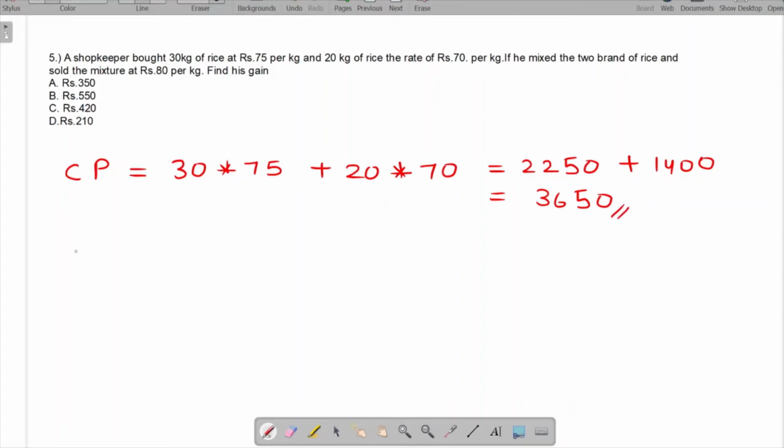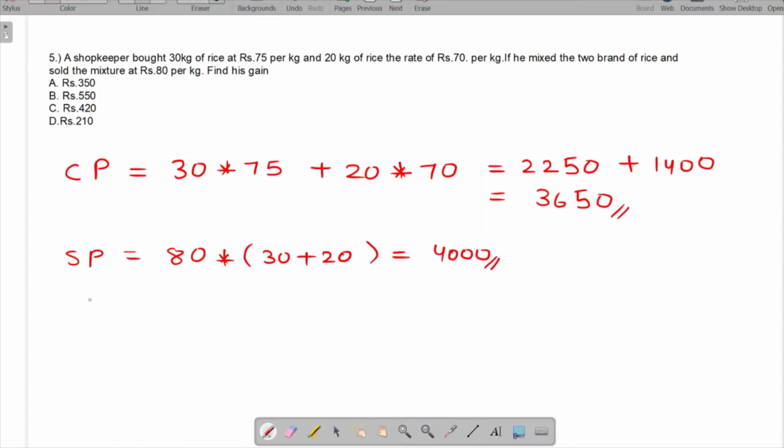So now the selling price will be, what it is said that he had sold the mixture at a rate of 80 rupees per kg. So the per kg price of the rice is 80, and how much he has sold is 30 plus 20. So the total of 50 kg he has sold, which is equal to 4000. So the selling price is 4000.